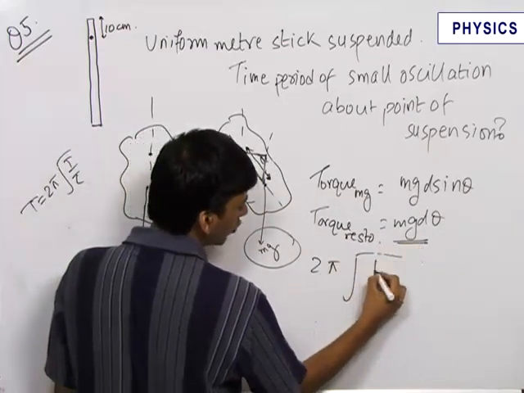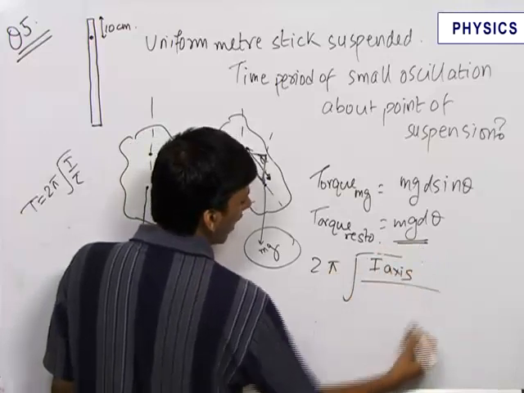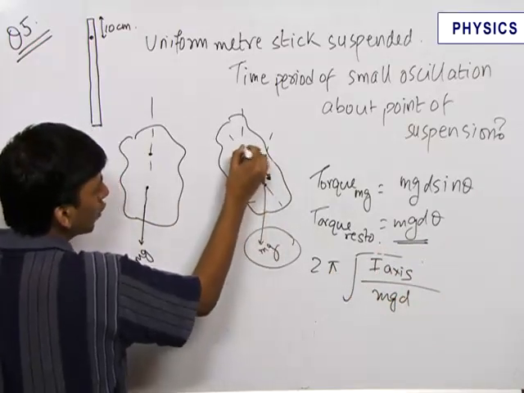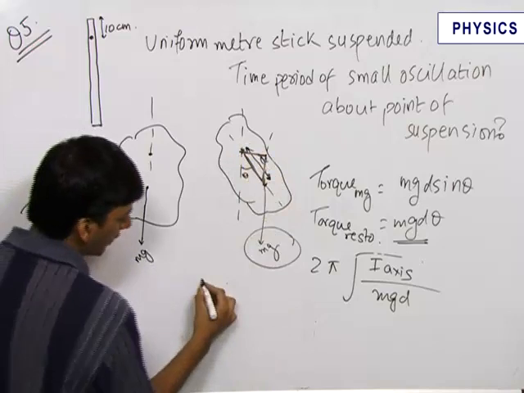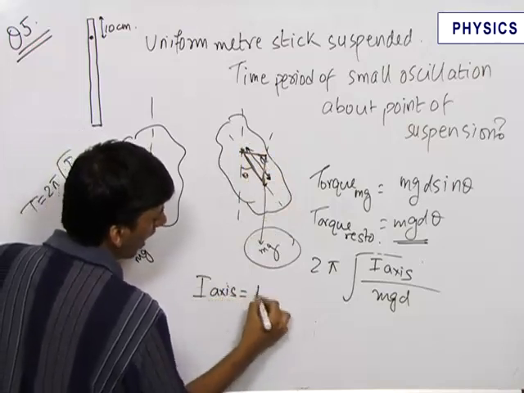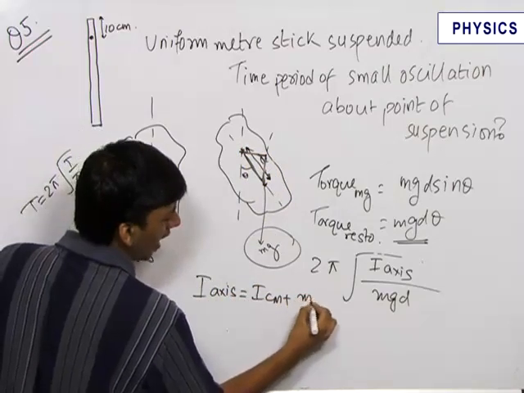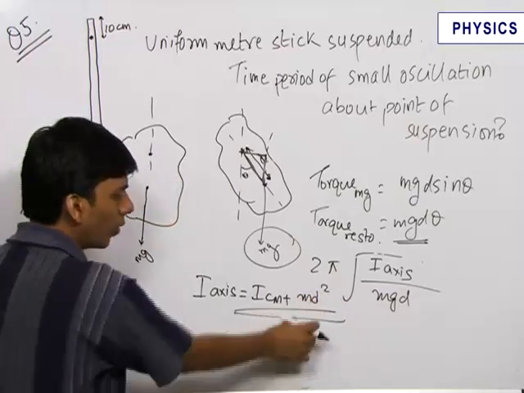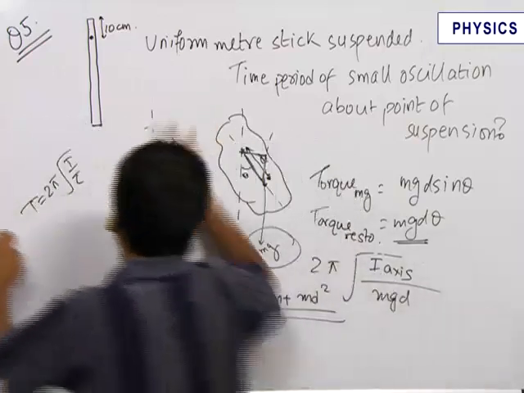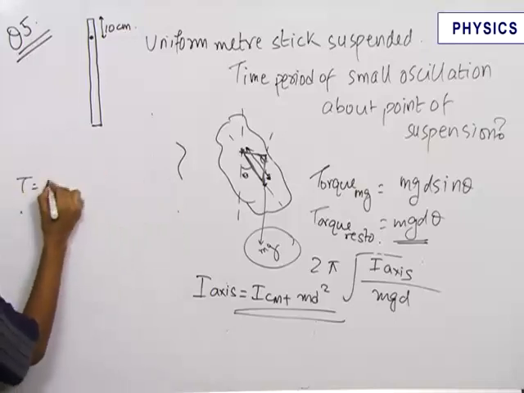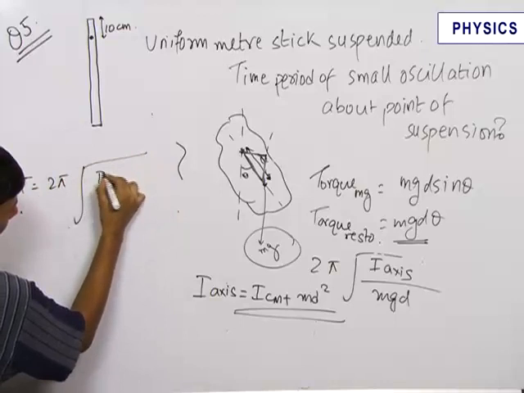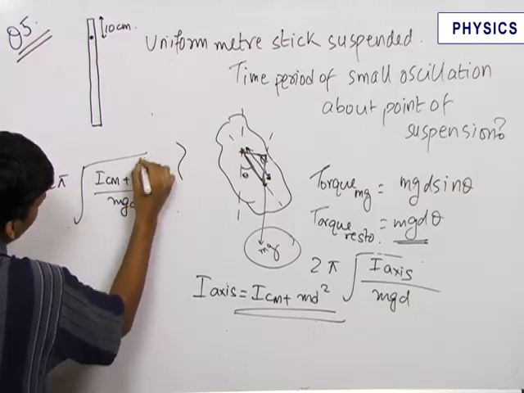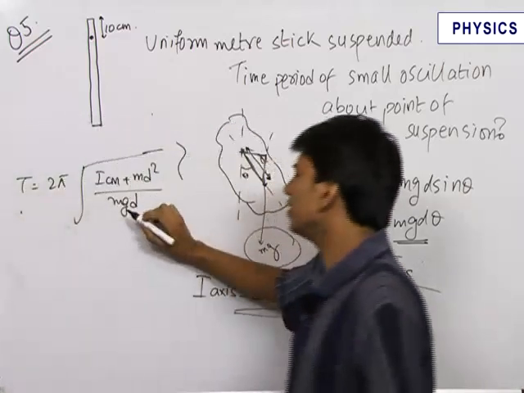The time period of angular SHM comes out to be 2 pi root over I about the axis of rotation upon mgd. Now we know that this is the axis of rotation and this was the axis passing through the center of mass. We can also write I about the axis to be equal to ICM plus md square, by the parallel axis theorem of finding the moment of inertia. Therefore the formula for time period becomes 2 pi root over ICM plus md square upon mgd.